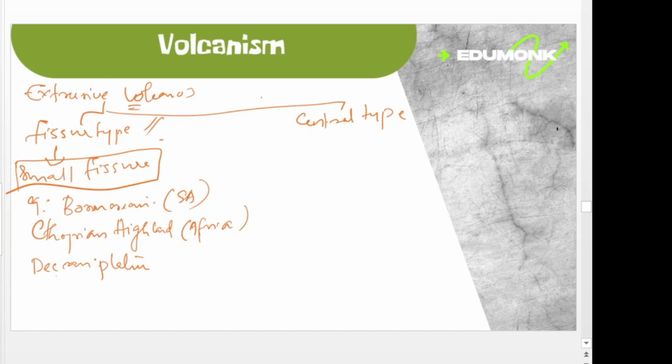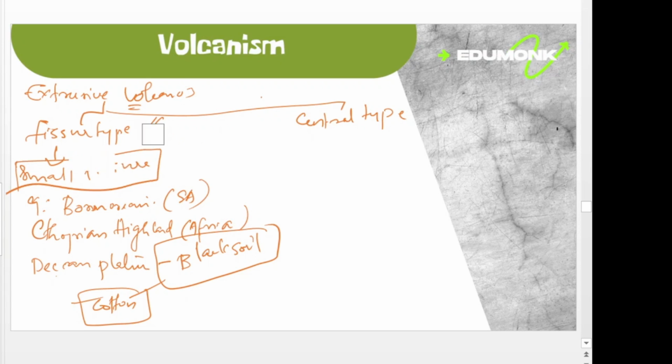The main advantage or main feature of this area is that these areas contain black soil, like the Deccan Plateau black soil, which is one of the best kinds of soil, mainly used for growing cotton, or which is abundant for the cotton industry. So in most of the fissure type volcano areas, we can see black soil.